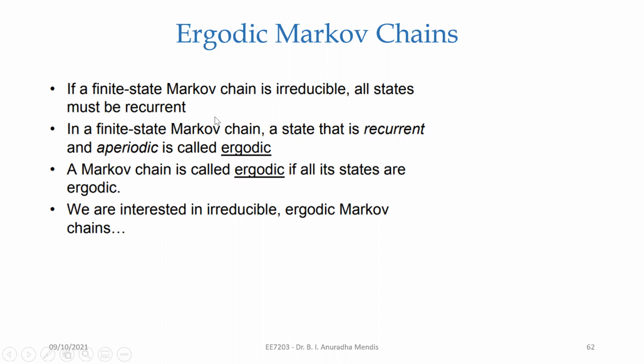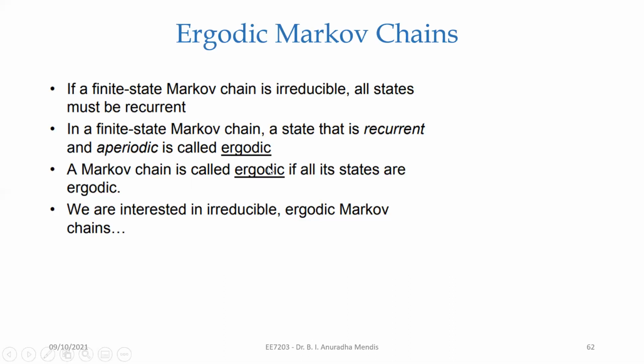So then there are several conditions. The Markov chain should be irreducible. All the states must be recurrent, especially positive recurrent, and then states should be non-periodic. There should not be any periodic states. When that is satisfied, we call the states ergodic. So all the states are ergodic, and the Markov chain is also ergodic.